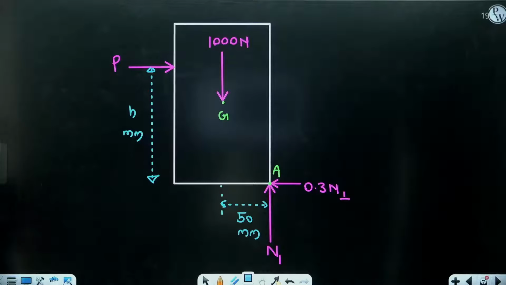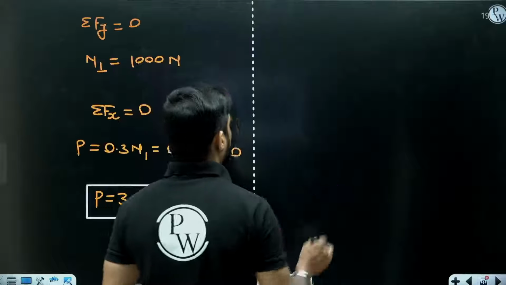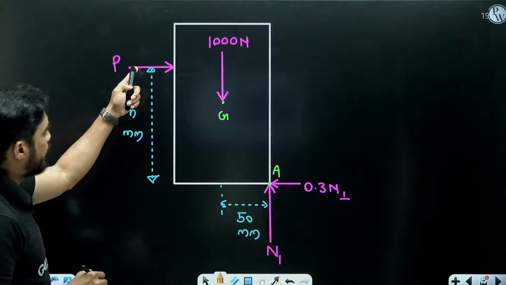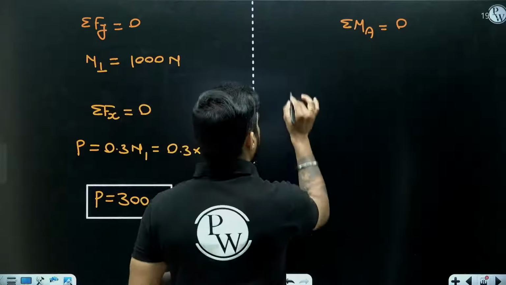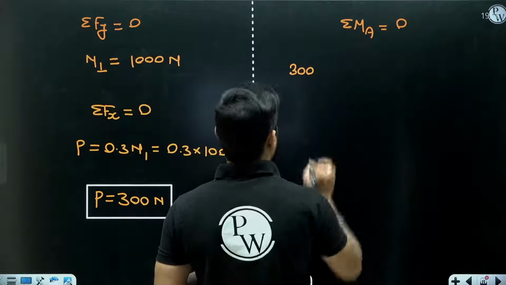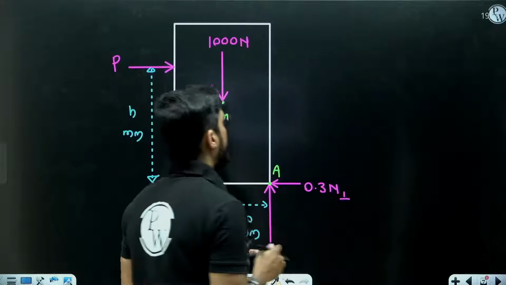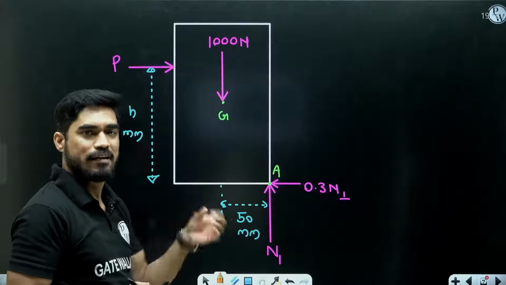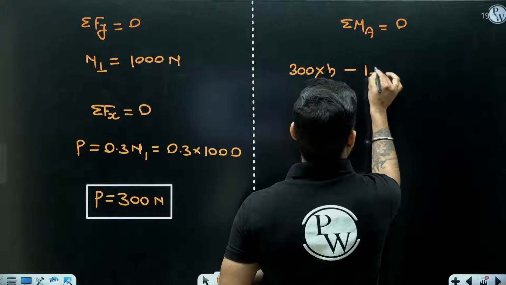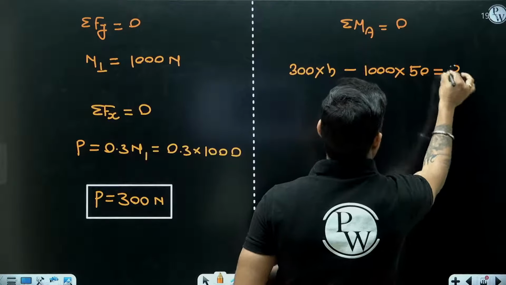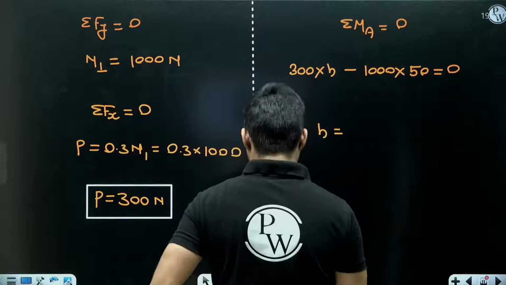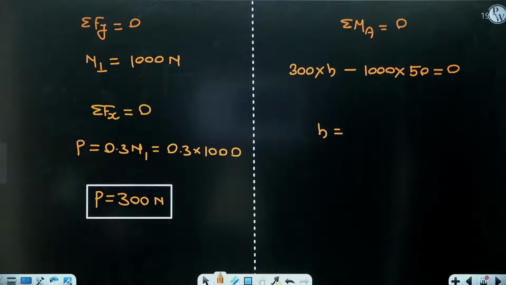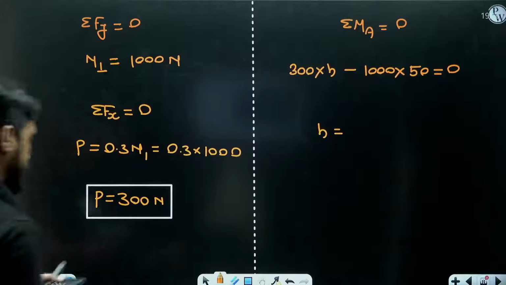So in order to find H, just take moment about A. Summation of M at point A is equal to 0. So what will you get? P into H, means 300 into H. This moment will be clockwise. Minus 1000 into 50. This moment will be anti-clockwise. Moment of N1 and 0.3 N1 will become 0. So 1000 into 50 equal to 0. So H will be 50,000 by 300. I am getting 166.67 mm.